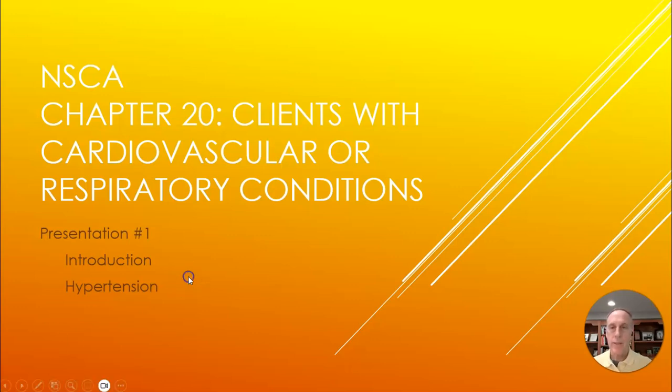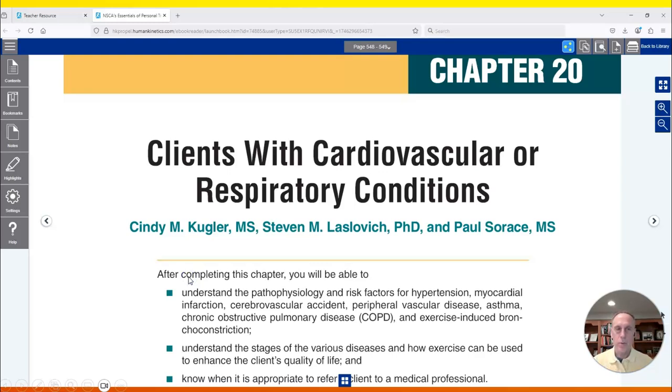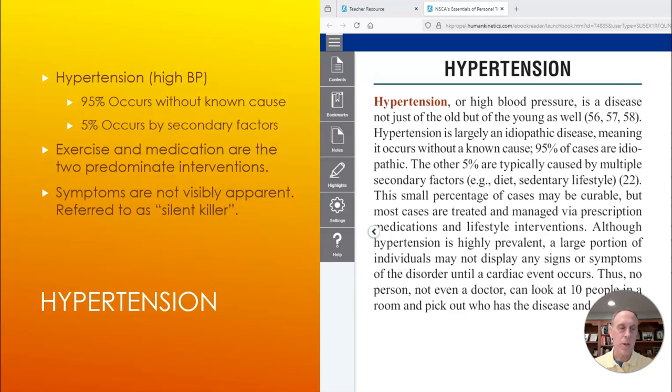When we look at this in the front end of the book, here on page 548, 549, you have to understand some of the risk factors that tie into hypertension, MI. I'll say MI more than myocardial infarction, just so you know. Some type of cerebral vascular accident, meaning a stroke of some variety, peripheral vascular disease, asthma, COPD, exercise-induced bronchoconstriction or bronchitis. And how these things will affect a person in a workout. And there are certain times when you may have to actually source out a medical professional.